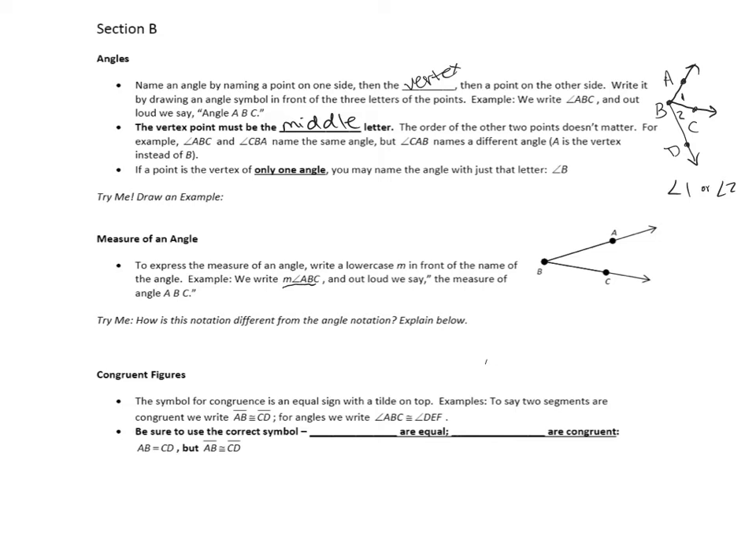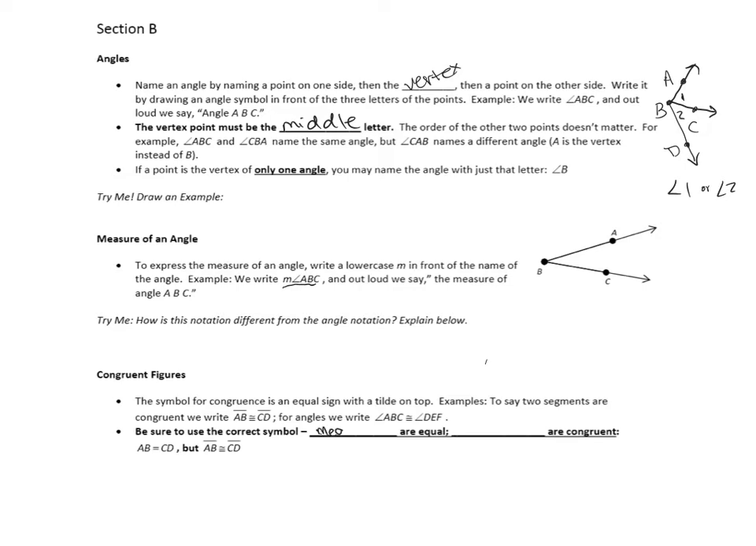Now let's look at congruent figures. The symbol for congruence is an equal sign with a tilde on top. For example, we would say that 2 segments are congruent by writing AB, congruent symbol, CD. For angles, we would write angle ABC is congruent to angle DEF. We need to make sure to use the correct symbol.